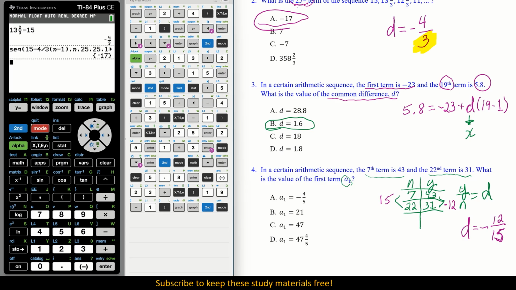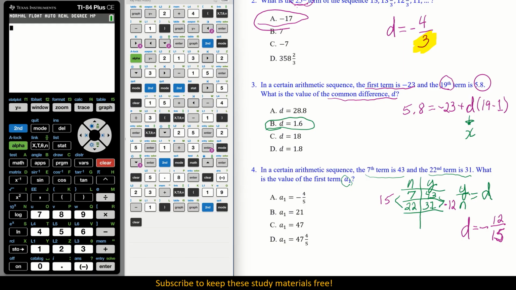But let's double check that. And let's go second mode, and I'm just going to clear everything out so we can see it fresh. What we need, just like your point slope, is we're trying to find the difference. So it's your y2 minus y1 over x2 minus x1. And in this case, it's n.